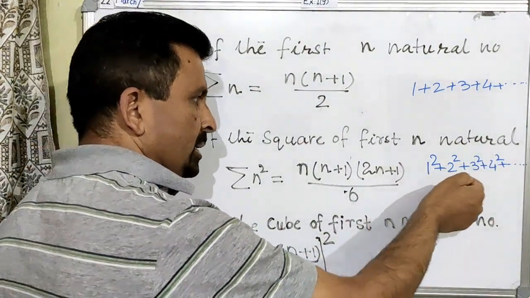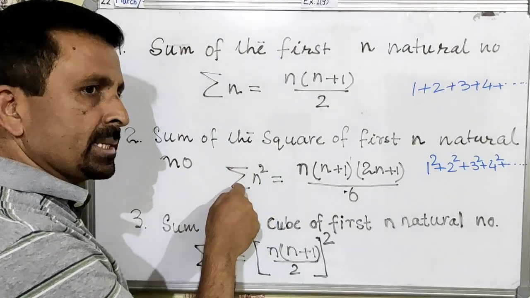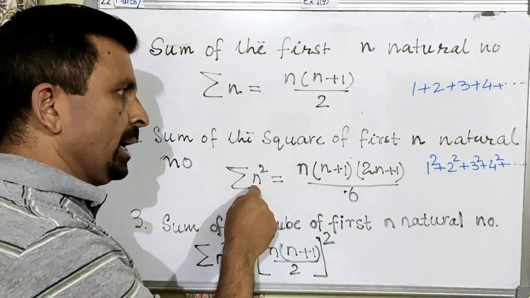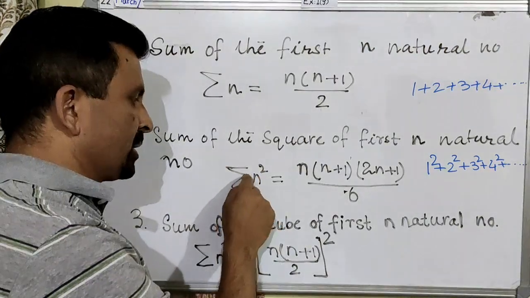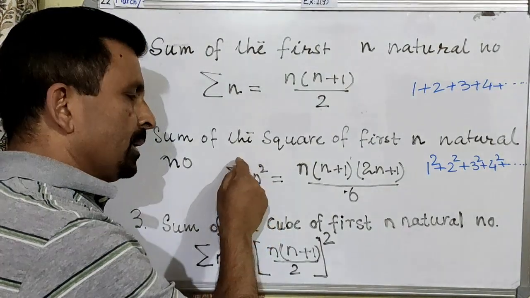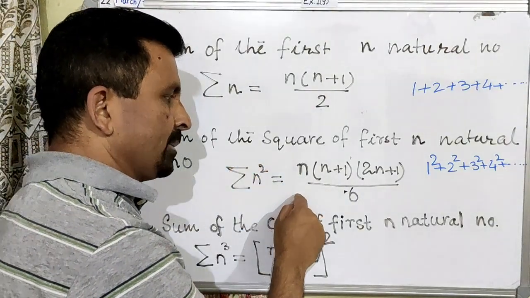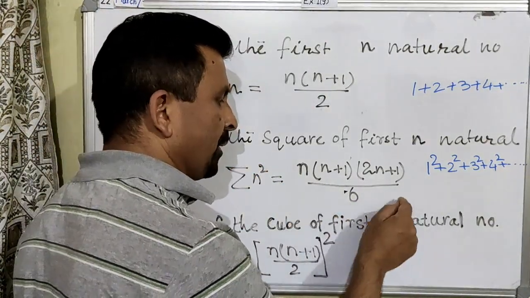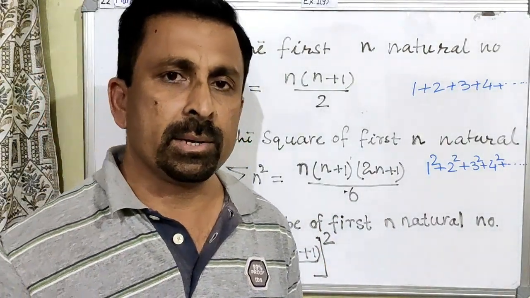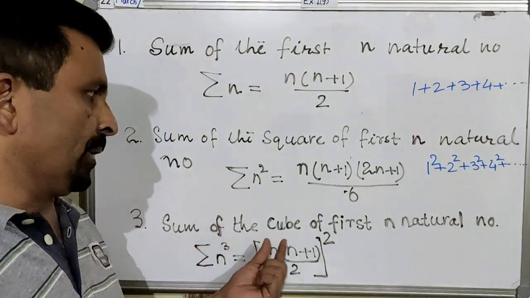So the general notation for this can be sigma n square. Sigma means sum of what? n square. And n is a natural number. That means the sum of the squares of the natural numbers is denoted by this notation, and we can calculate it by using this given formula, n into n plus 1 into 2n plus 1 divided by 6. Is it alright? Likewise, we have a formula for the cube also.